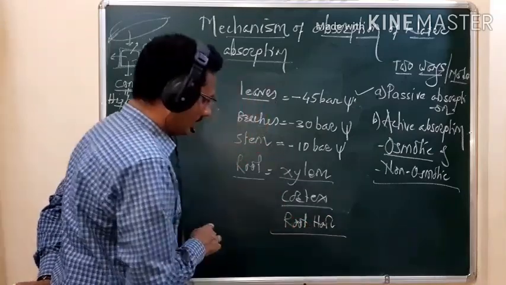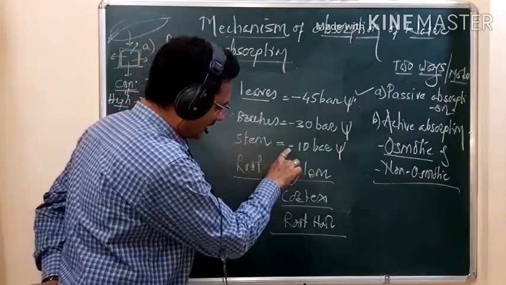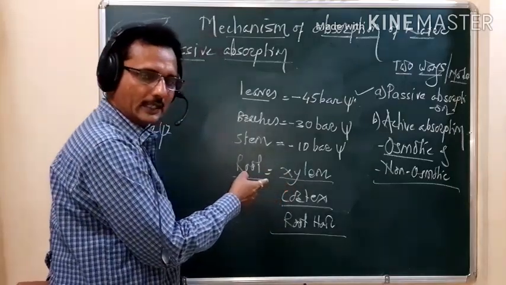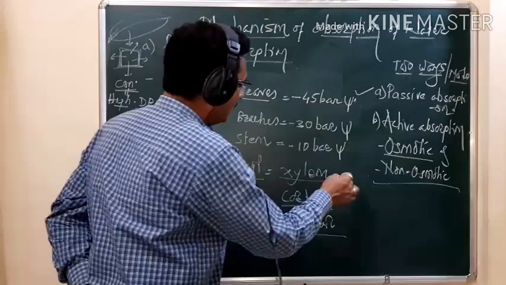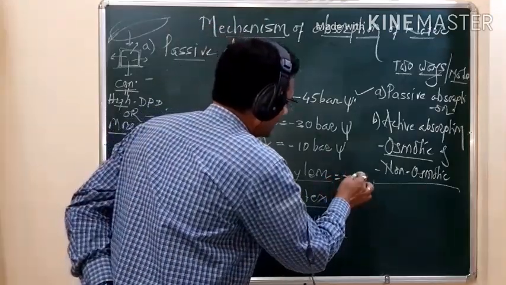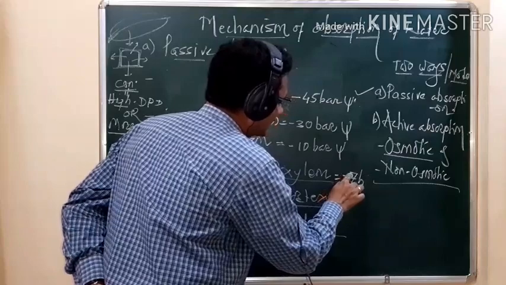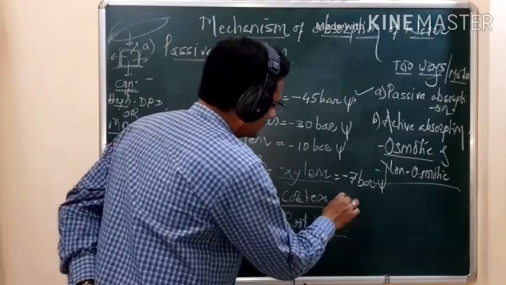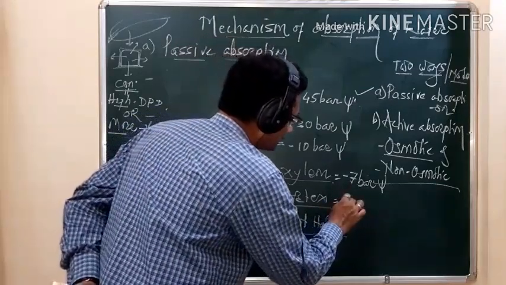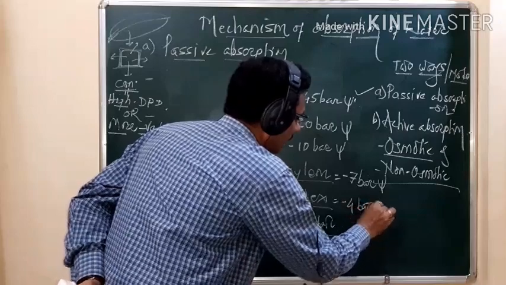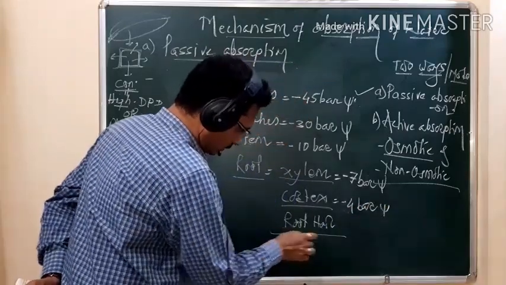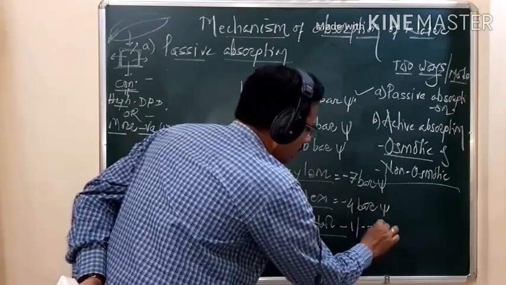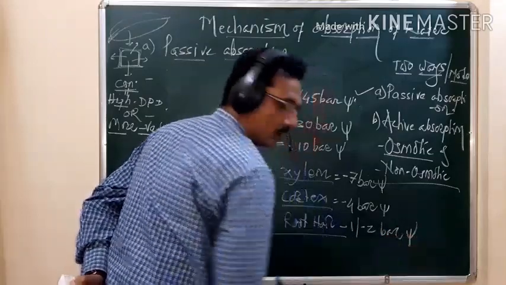So remember, when the stem has minus 10 bar water potential, then automatically the water potential has a less negative value. In case of the xylem, suppose they have minus 7 bar water potential. Then here the cortex cell, suppose they have minus 4 bar water potential, and here this root hair, suppose they have minus 1 or minus 2 bar water potential.